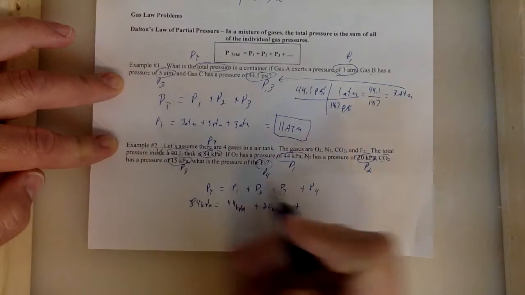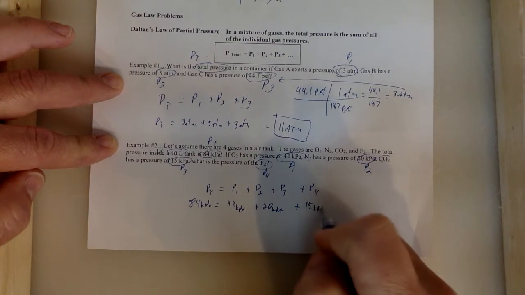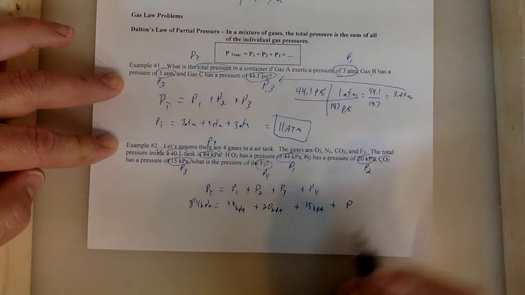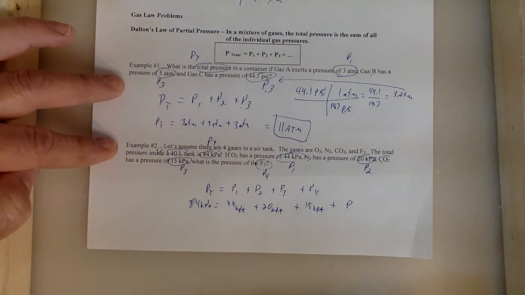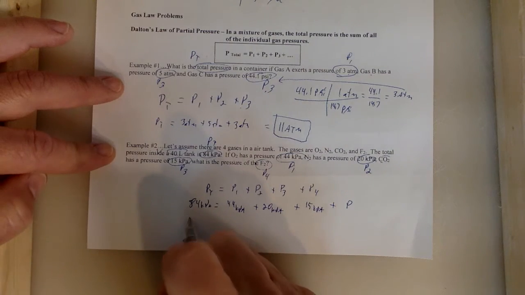My third pressure is 15 kPa. And my fourth one, I don't know. Notice all my units are kPa. Great, we don't have to do any pressure conversions. So my total is 84.